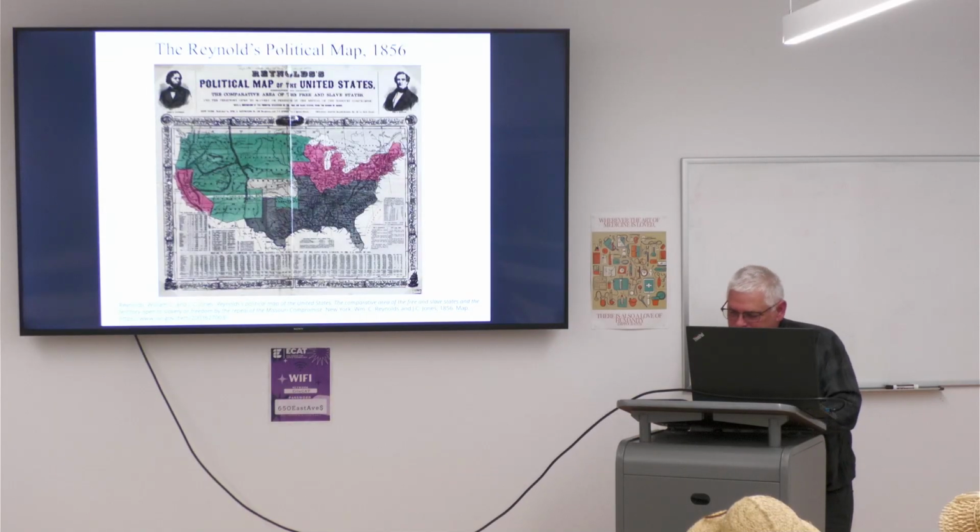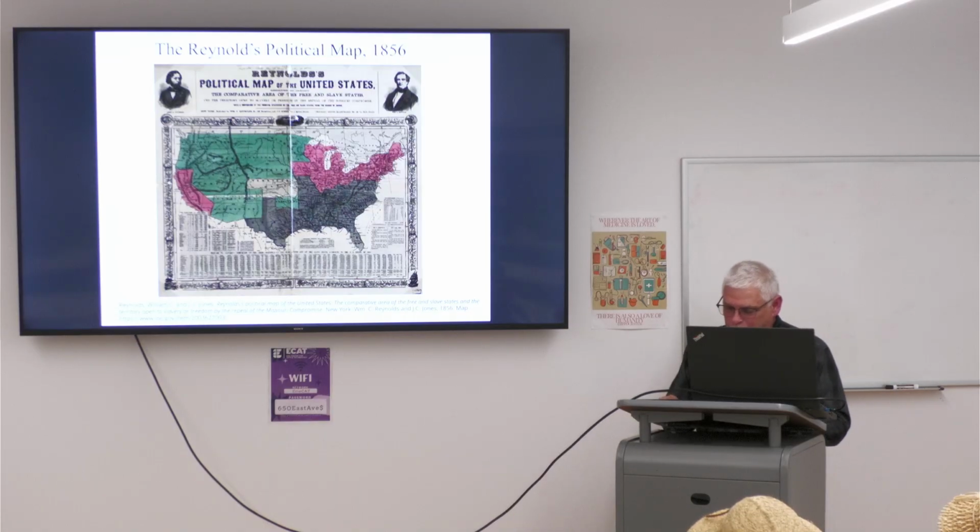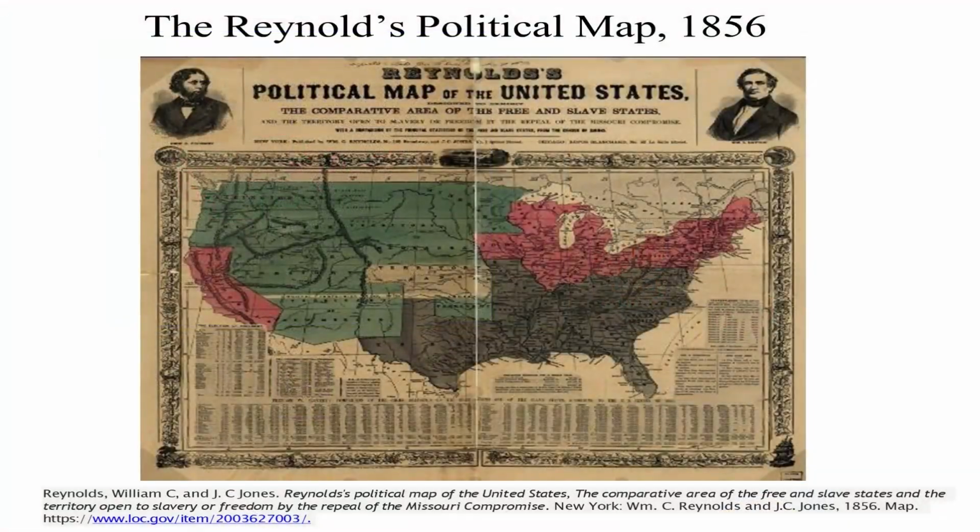Now here's another 1856 presidential campaign map by William S. Reynolds, appropriately titled Reynolds' Political Map of the United States. That's a long title. The comparative area of the free and slave states and the territory open to slavery or freedom by the repeal of the Missouri Compromise. And we need to edit that down a little. But it's a lot like book titles nowadays. They have the main line, and they have something that follows.